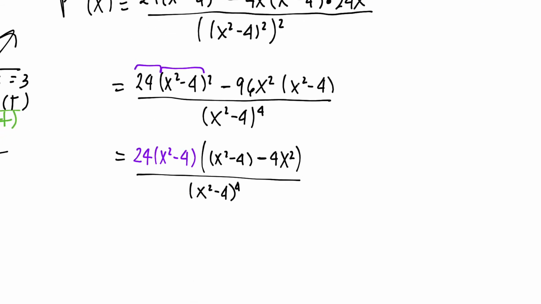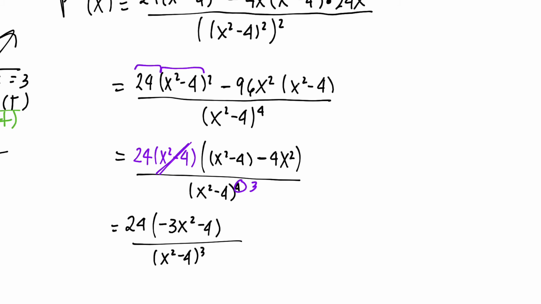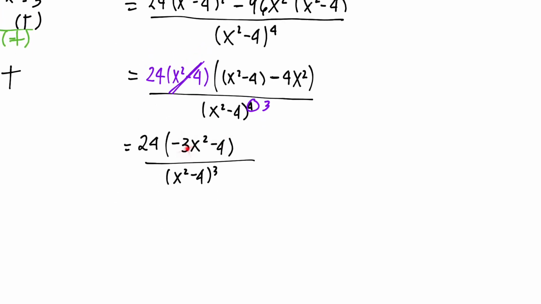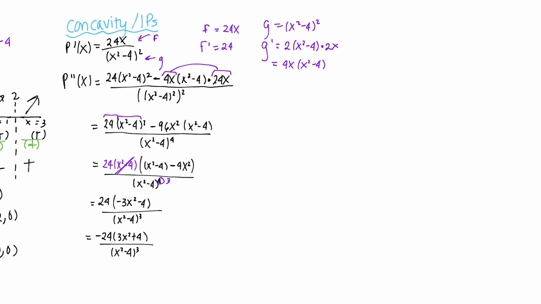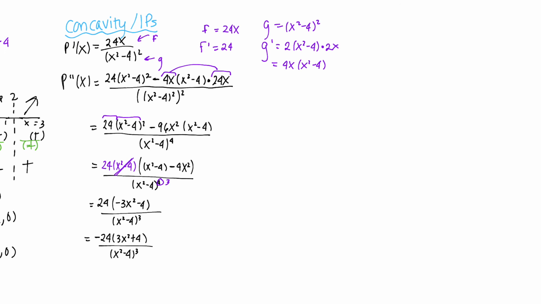From here, you can cancel one of these x squared minus 4s. There's 1 on top and 4 on the bottom. Cancel one of them, and you'll be left with 3 on the bottom. So I have 24 times (x squared minus 4 minus 4x squared), that's negative 3x squared minus 4, over (x squared minus 4) to the 3rd. The only thing additionally you may want to do here: because these are both negative, you could factor that negative out. So you'd have negative 24 times (3x squared plus 4) over (x squared minus 4) quantity cubed. Whew. So the derivative is the hard part there.